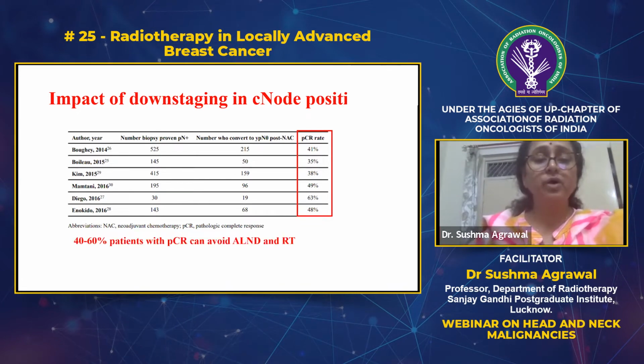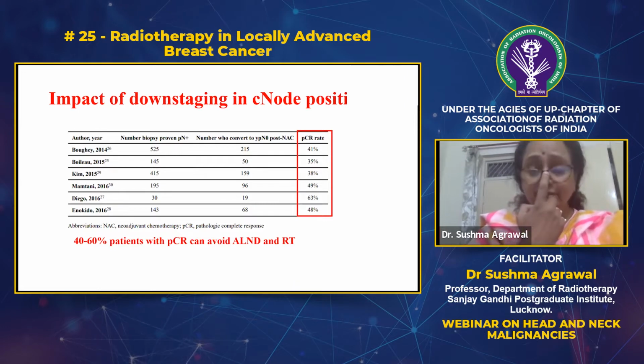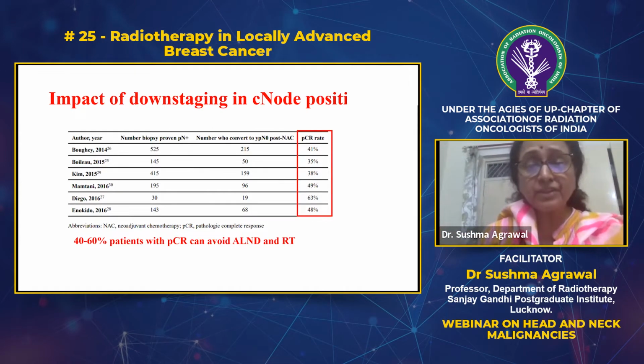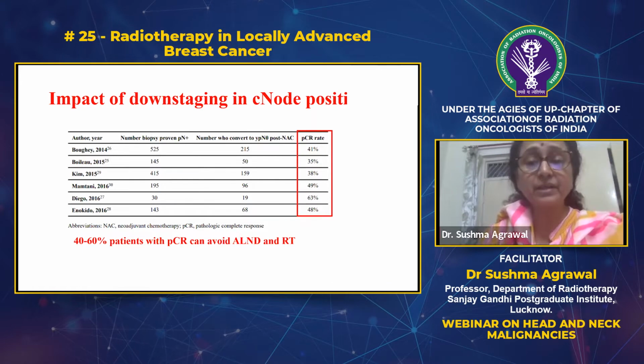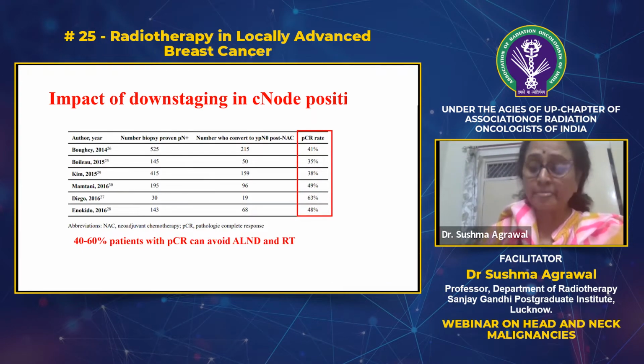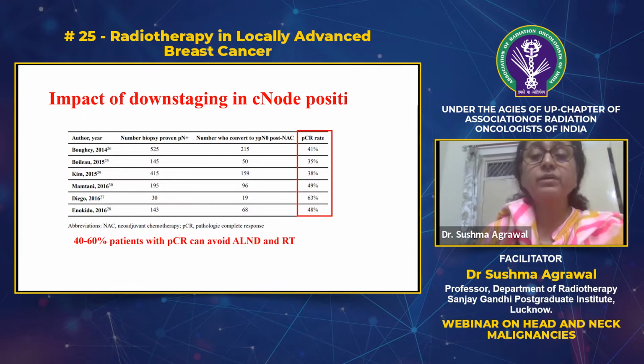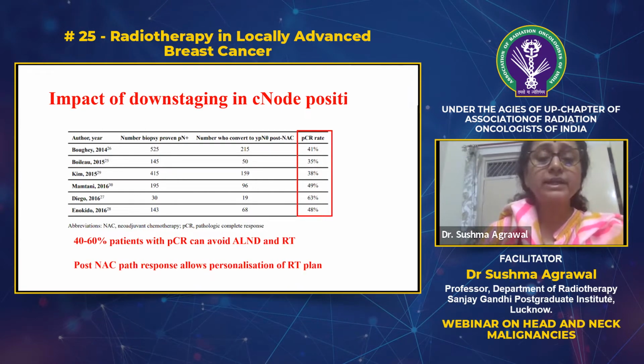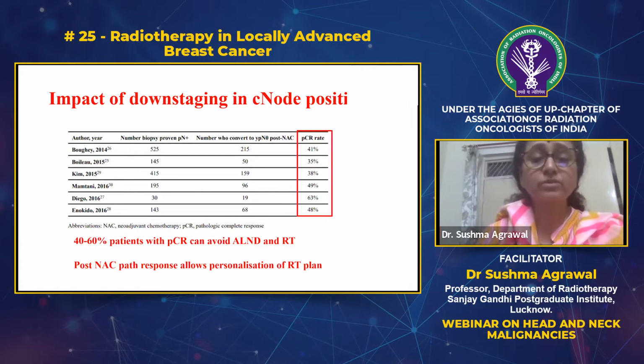The other thing was that since about 50 to 60% of patients can have a PCR, 50 to 60% of patients can be offered the sentinel lymph node procedure. Again, it impacts on lymphedema, and these many patients will not have to undergo axillary lymph node dissection. Later on, you will see that this response of the node also allows personalization of radiotherapy.